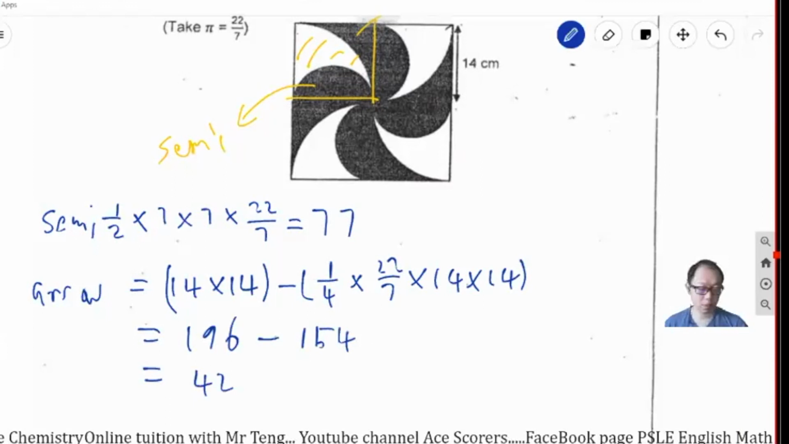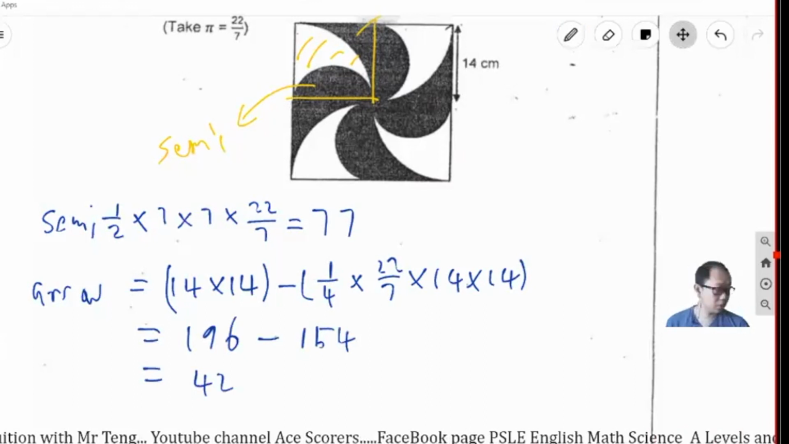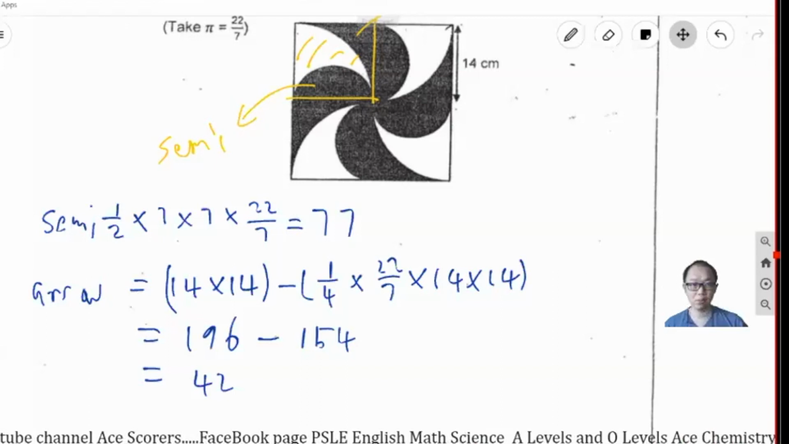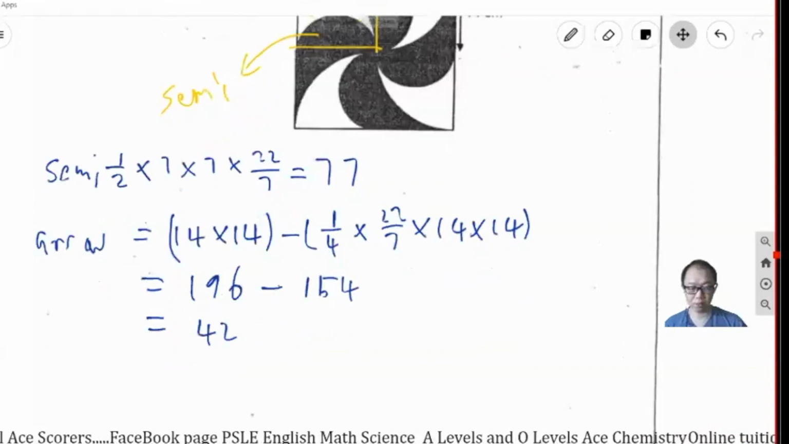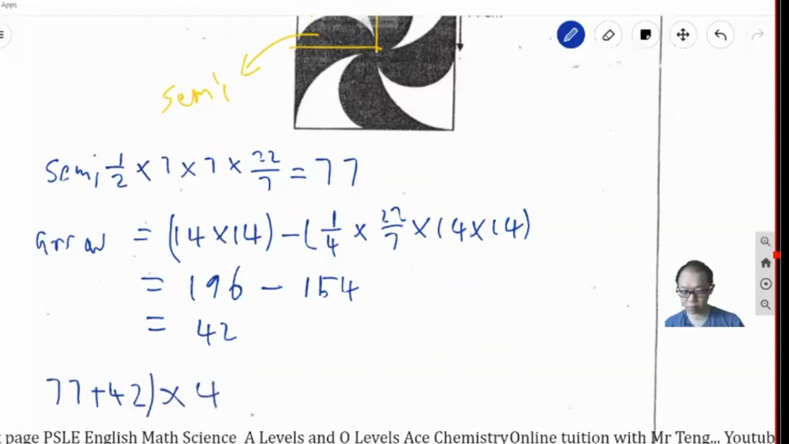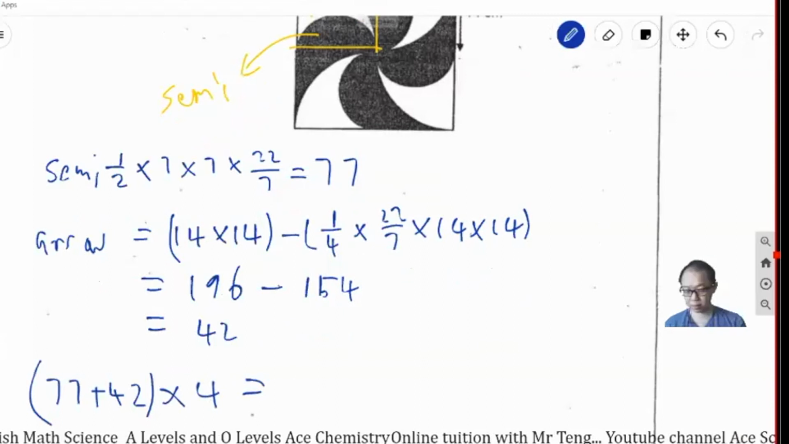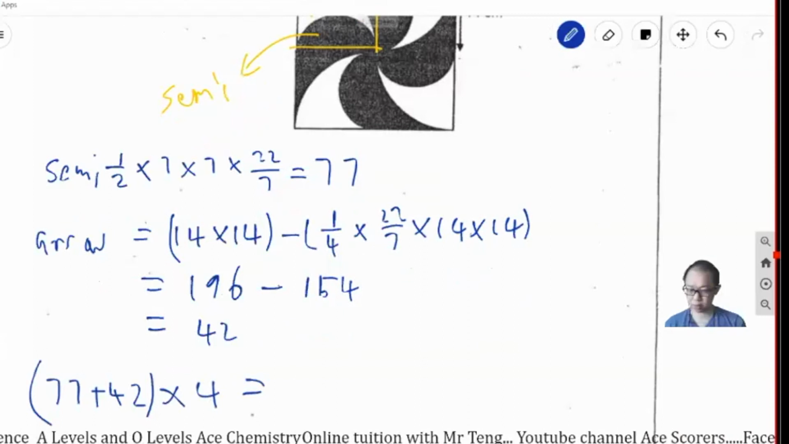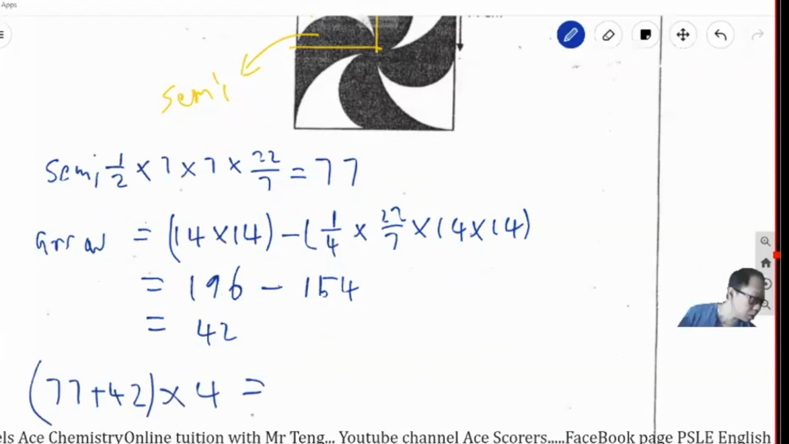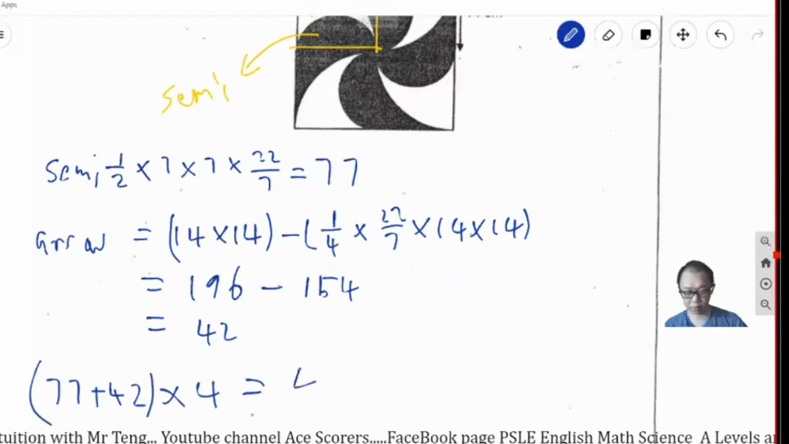Okay, so the arrowhead is 42, the semicircle is 77. I got 4 of them in the shaded part, so let's just add that together. So 77 plus 42, times 4. That is the shaded part. 77 plus 42 times 4 is 476. Yeah, that is correct, right? 476.